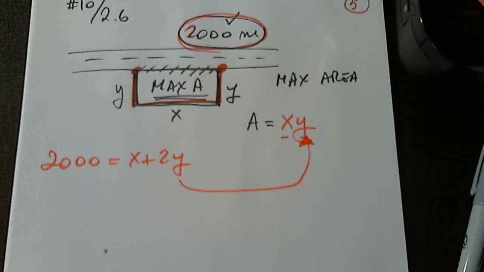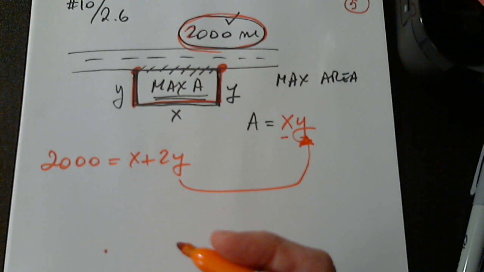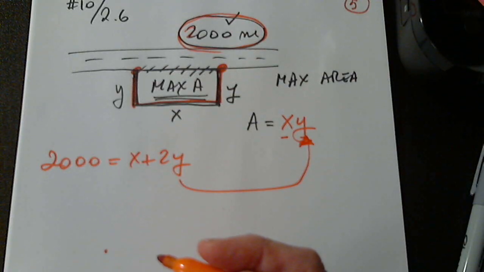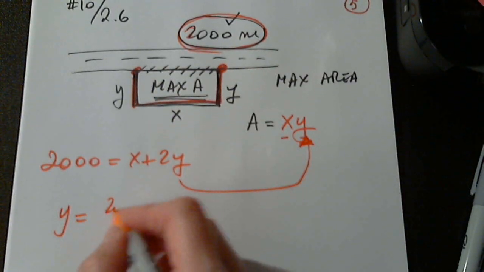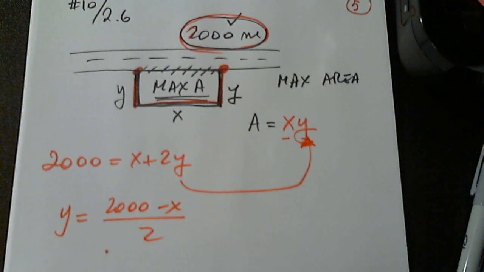Or if you want, we can solve for x. It doesn't matter. If you want to solve for y, yes, go ahead. Anyone, please. You can subtract x and then divide that by 2. Very good. Thank you very much, Kevin. 2000 minus x divided by 2.